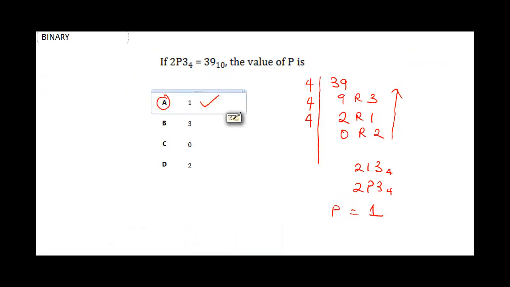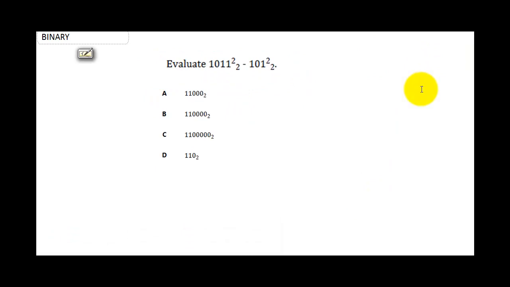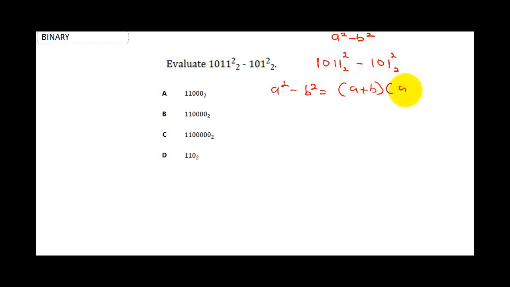Okay, so the next question says evaluate. So when you're given something like this, 1011 squared base 2 minus 101 squared base 2. Now, note that this is almost the same thing as what we call difference of two squares, something we call a squared minus b squared. So now you know that one of the things you need to do is put it into difference of two squares. If you have a squared minus b squared, it's going to give you a plus b and a minus b.